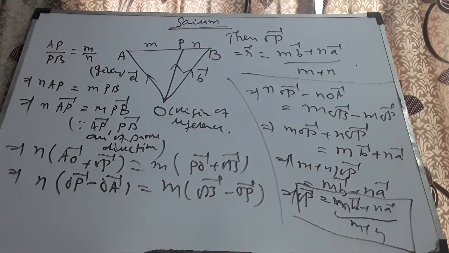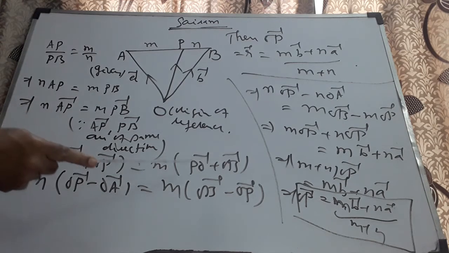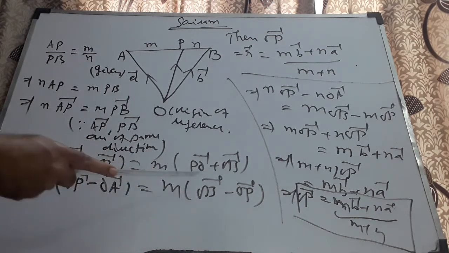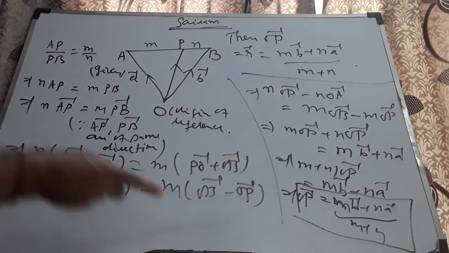It is quite logical. Now AP vector can be written as AO vector plus OP vector by triangle law of addition of vectors. PB vector can be written as PO vector plus OB vector. Now this is nothing but OP minus OA, because AO is nothing but minus OA. This is nothing but OB vector minus OP vector, because PO is minus OP vector.